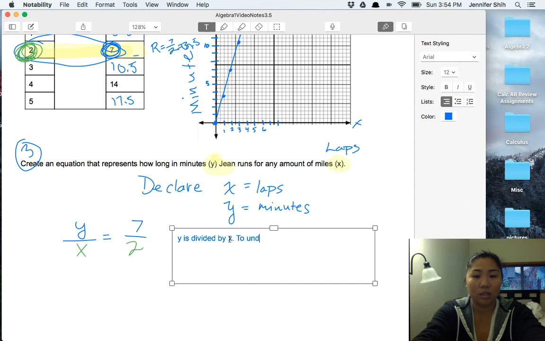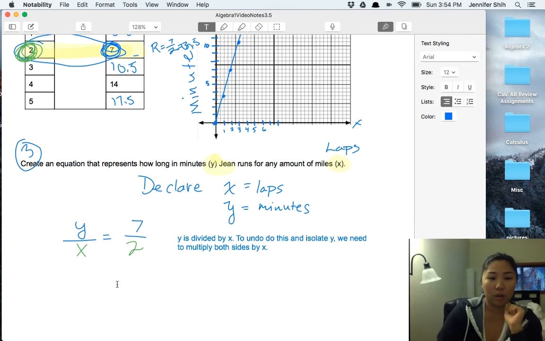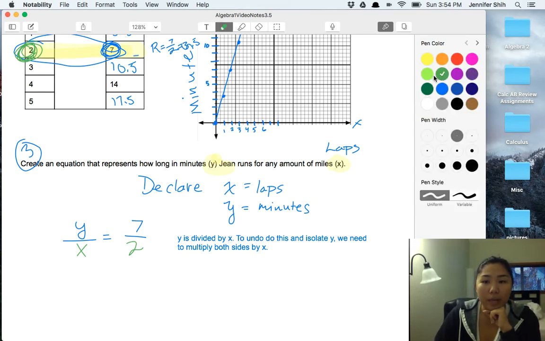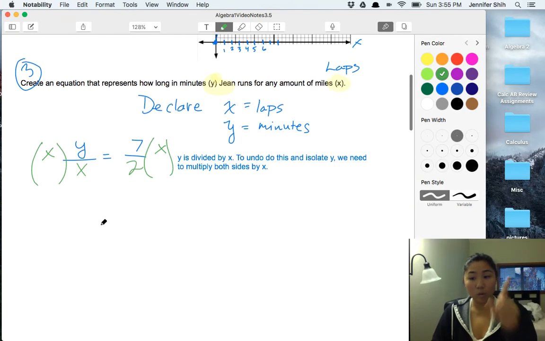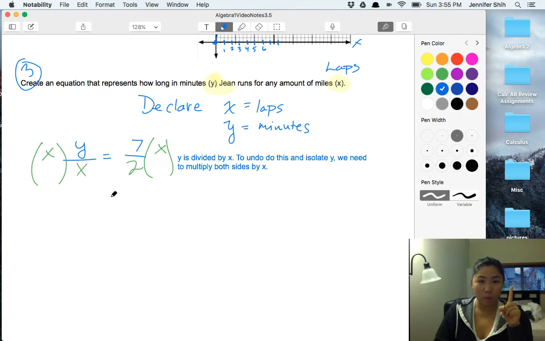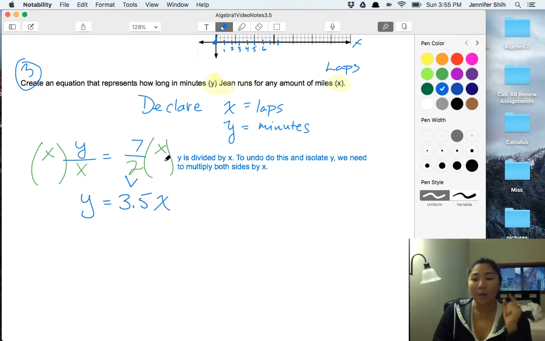To undo this and isolate Y, we need to multiply both sides by X. Okay? So that's a really important concept as well. And if we multiply by X on both sides, then this X and this X will go to 1, and 1 times Y will leave us with Y is equal to 7/2. This will simplify down to 3.5. You can leave it as 7/2. And we're multiplying it by X as well. There we go. Now we have this beautiful equation.